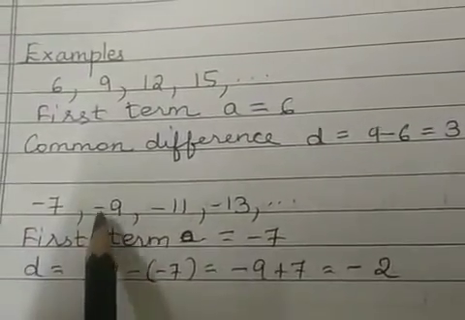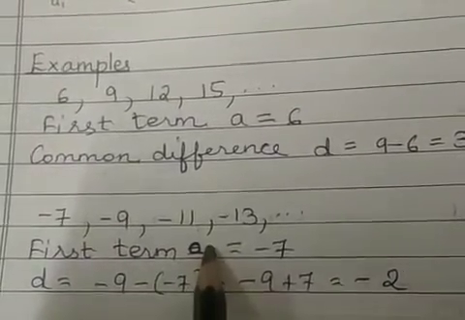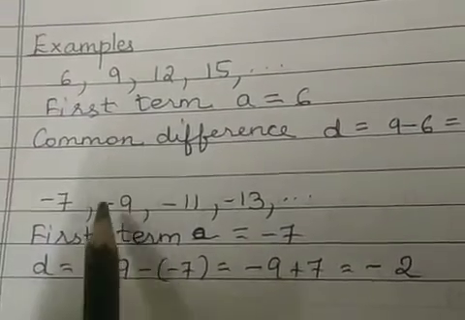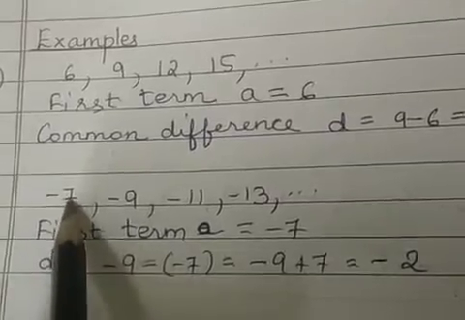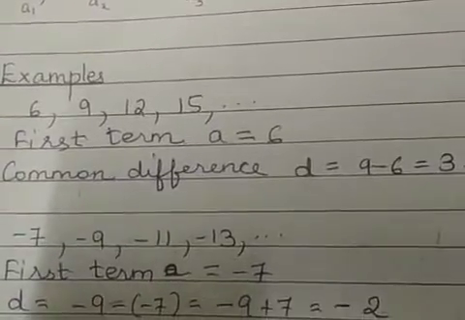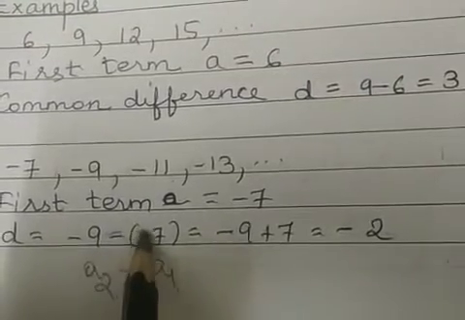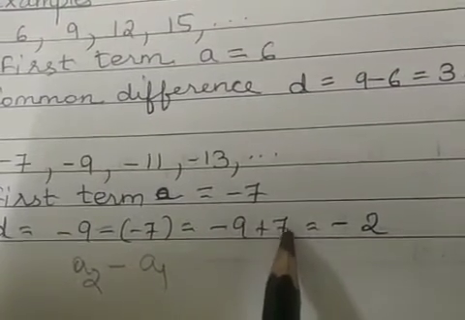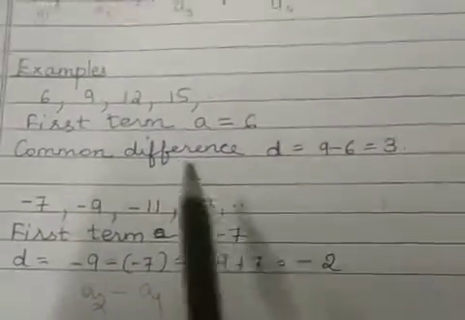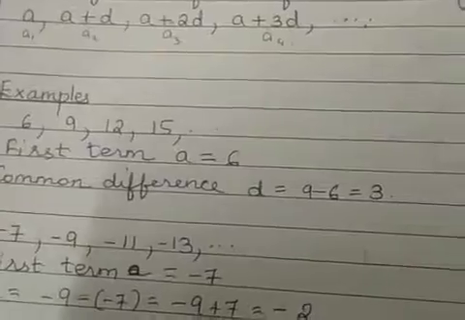Minus 7, minus 9, minus 11, minus 13 and so on. What is the first term here? First term a is minus 7. Now let us find the common difference. Common difference is a2 minus a1, which I have taken: minus 9 minus of minus 7. Minus into minus is plus, so minus 9 plus 7, which is minus 2. So what is the common difference d here? Minus 2. So this is how you find the first term and the common difference for a given AP.